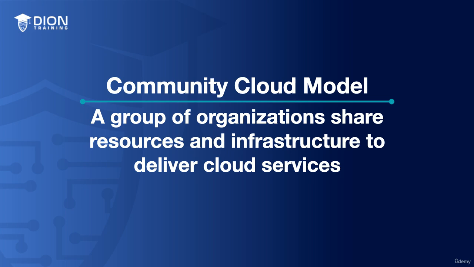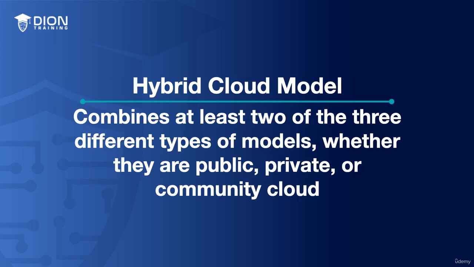The fourth deployment model we have is known as a hybrid cloud model. Now, a hybrid cloud model is a deployment model that combines at least two of these three different types of models, whether they are public, private, or a community cloud. A good example of a hybrid cloud service might be a company that uses AWS as a public cloud while using their own private cloud internally in their data center and connecting the two together. That would then make this a hybrid cloud deployment since we're using both a public and private cloud.